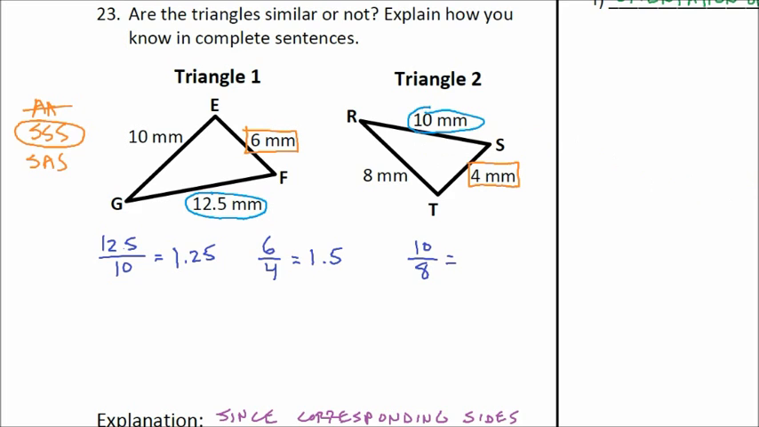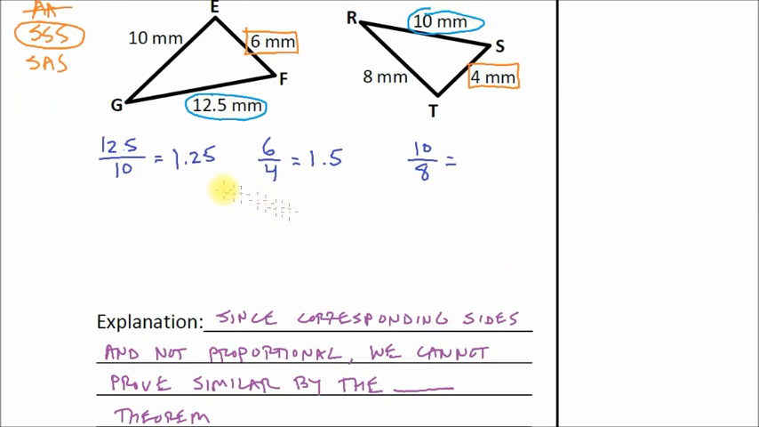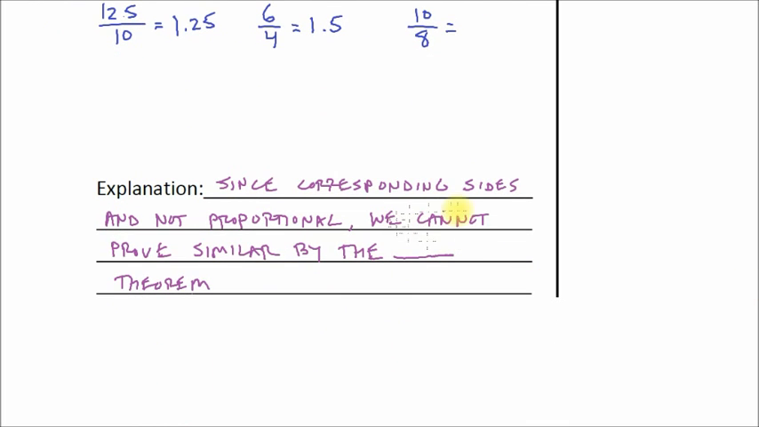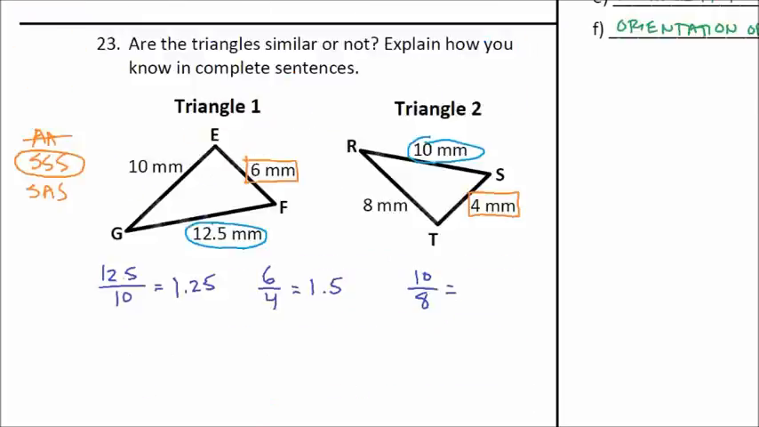So my explanation here is, here's my evidence. I've got 2 numbers that don't equal each other for my scale factors. So since the corresponding sides are not proportional, we cannot prove similar by the SSS theorem. Make sure you put that theorem in the blank.